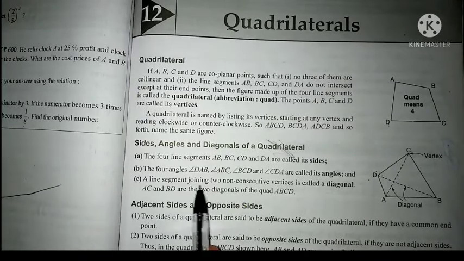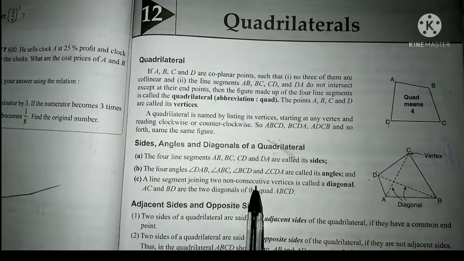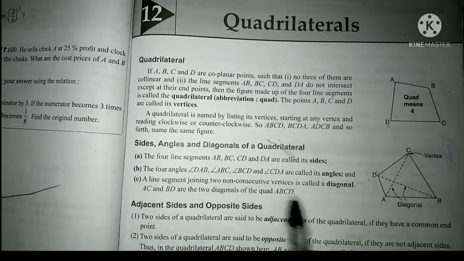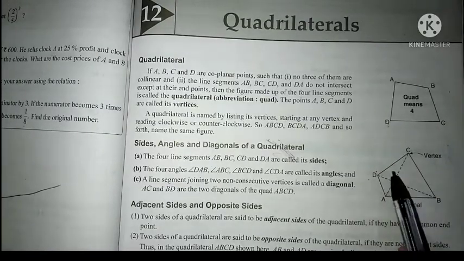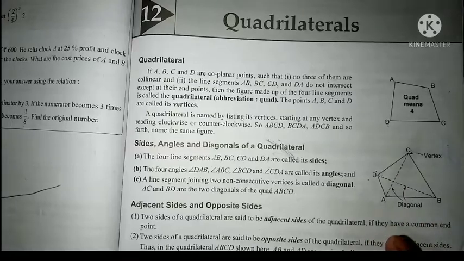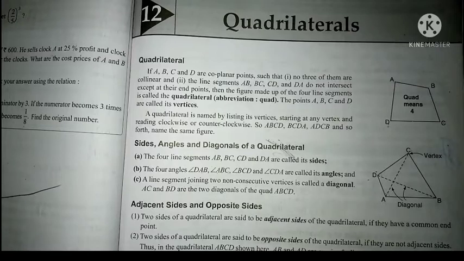Okay, now let's try to understand what we mean by non-consecutive. Consecutive means which happens one after another. Now, if I move in the clockwise direction, that is called clockwise. And if I start moving in the opposite direction of the clock, it will be called anti-clockwise direction.